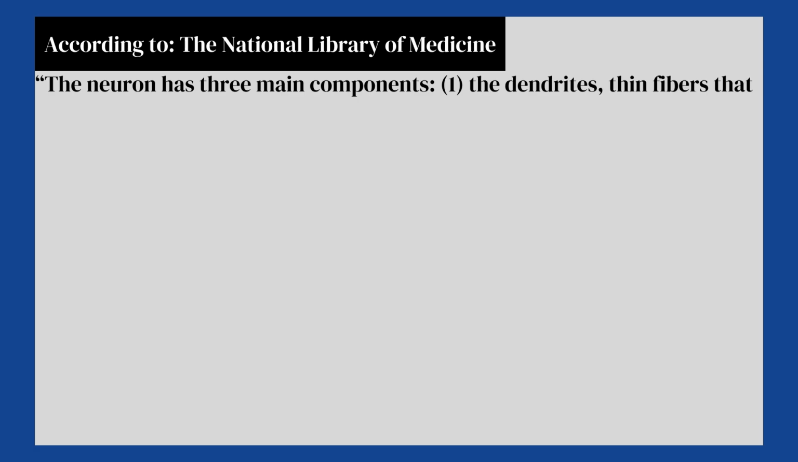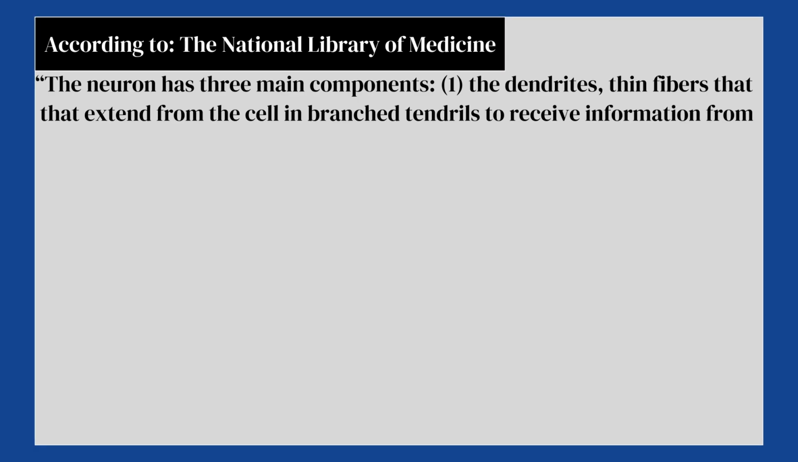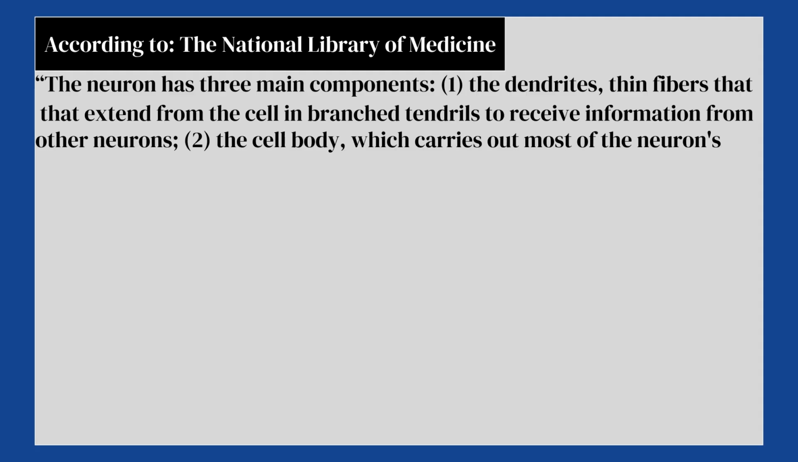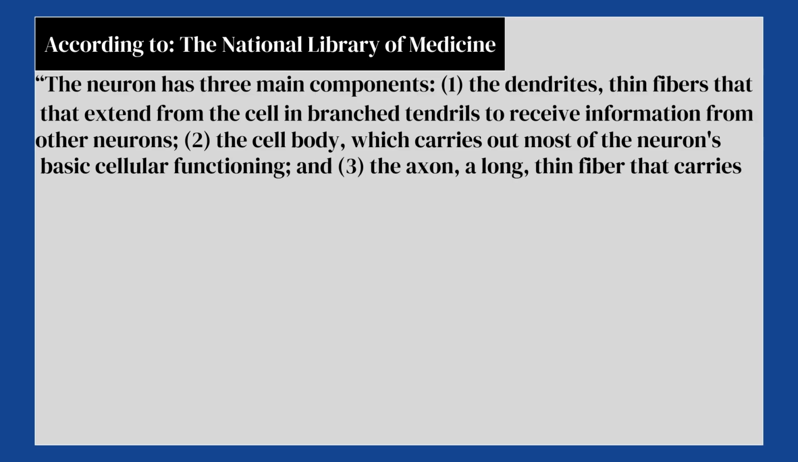Before we get into multiple sclerosis, first you need to understand nerves and how they communicate. According to the National Library of Medicine, the neuron has three main components. Number 1, the dendrites, thin fibers that extend from the cell in branched tendrils to receive information from other neurons. 2, the cell body, which carries out most of the neuron's basic cellular functions. And 3, the axon, a long, thin fiber that carries nerve impulses to other neurons.